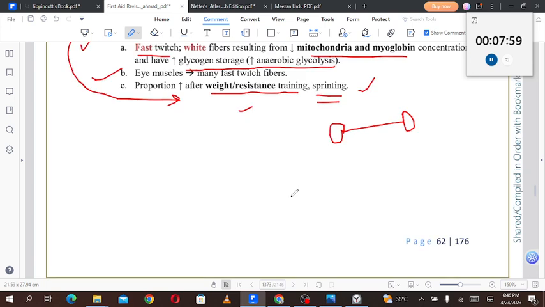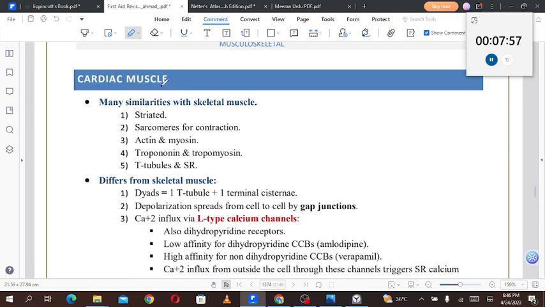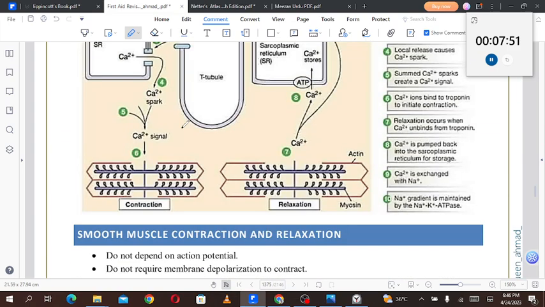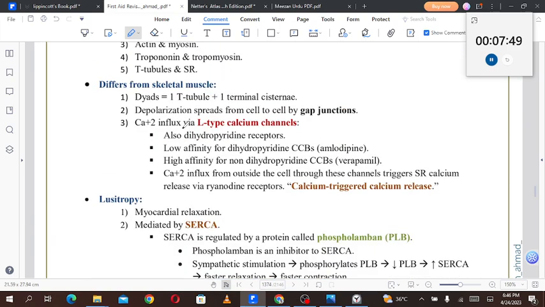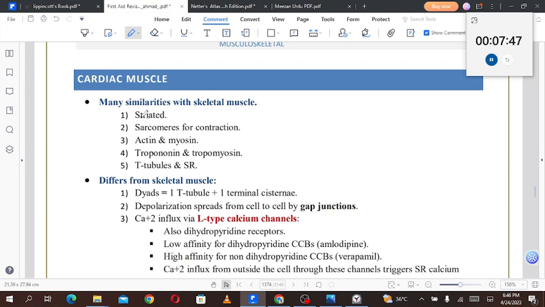Okay, moving forward, we are going to talk about the cardiac muscles. The cardiac muscle has many similarities with the skeletal muscles. Okay, cardiac muscles. They're very similar to the skeletal muscle. They are striated, with sarcomeres for the contraction, actin and myosin. They contain actin and myosin, troponin and tropomyosin as well. The T-tubules and sarcoplasmic reticulum.